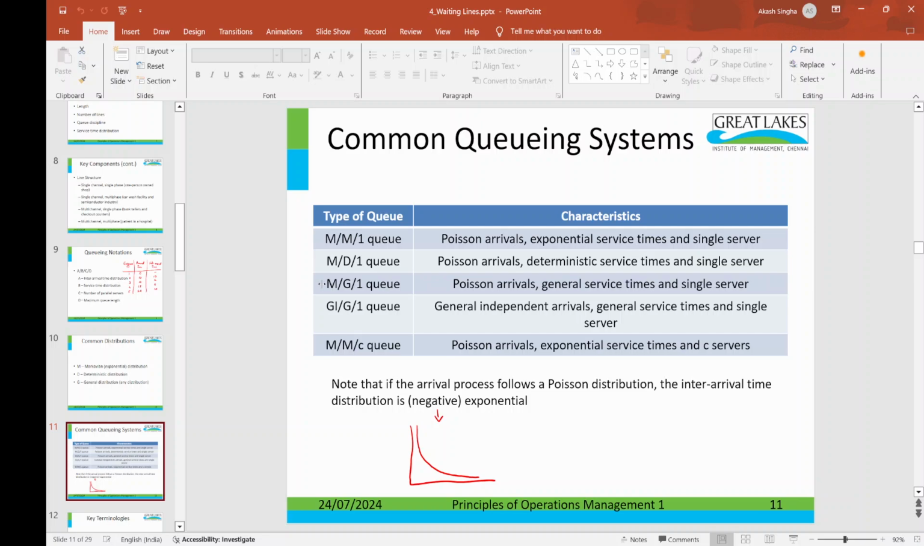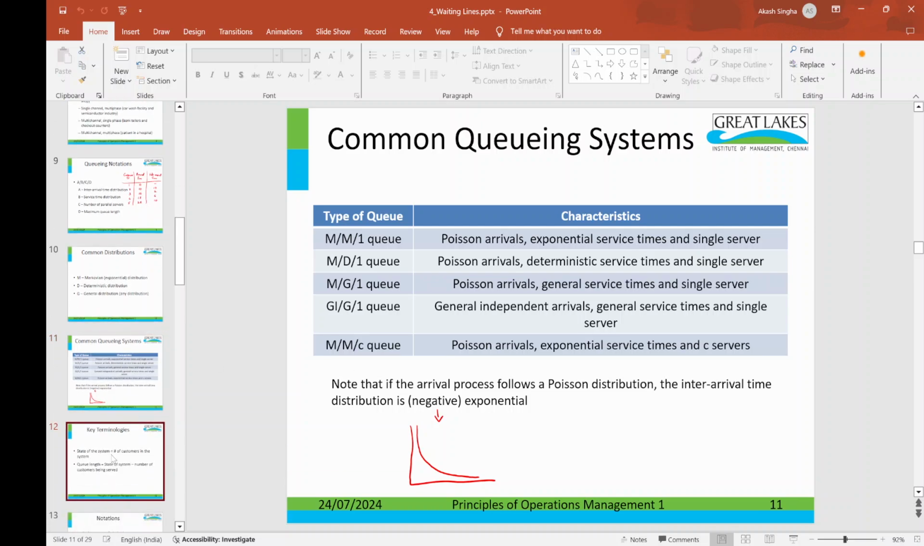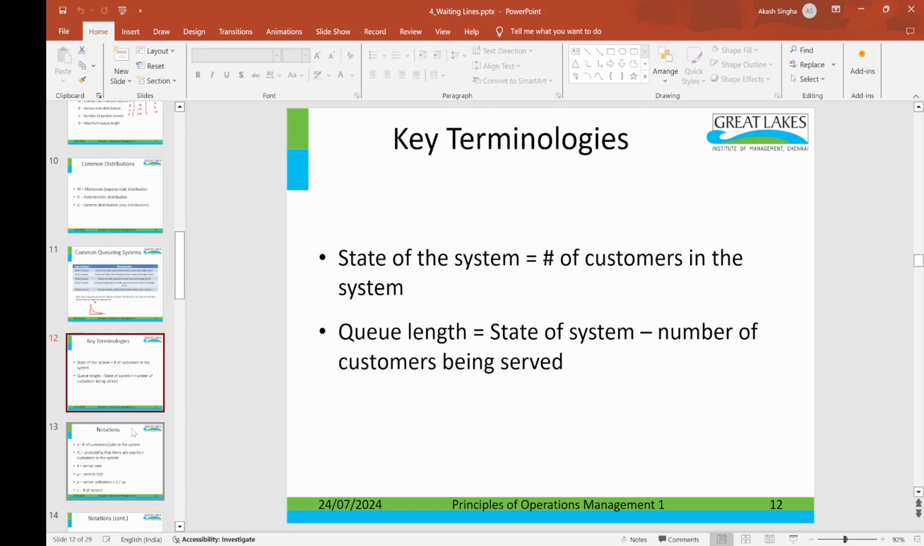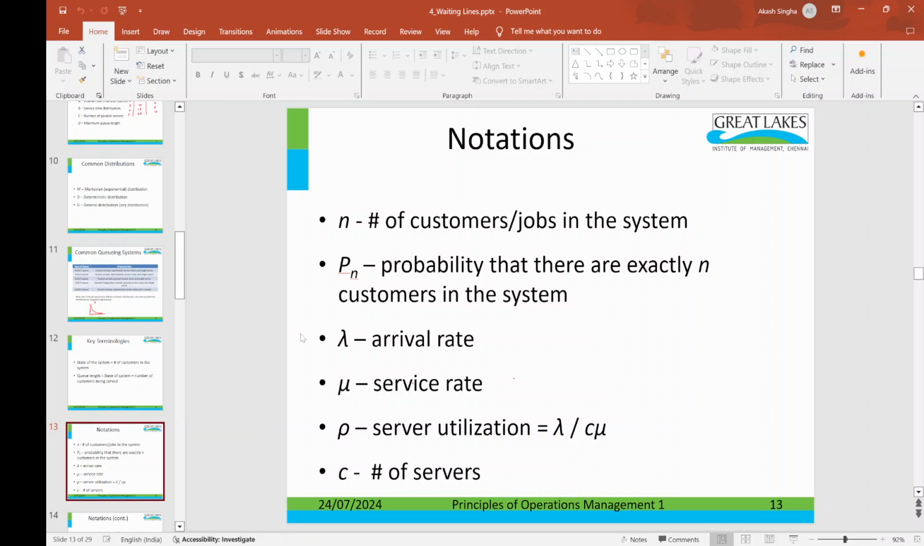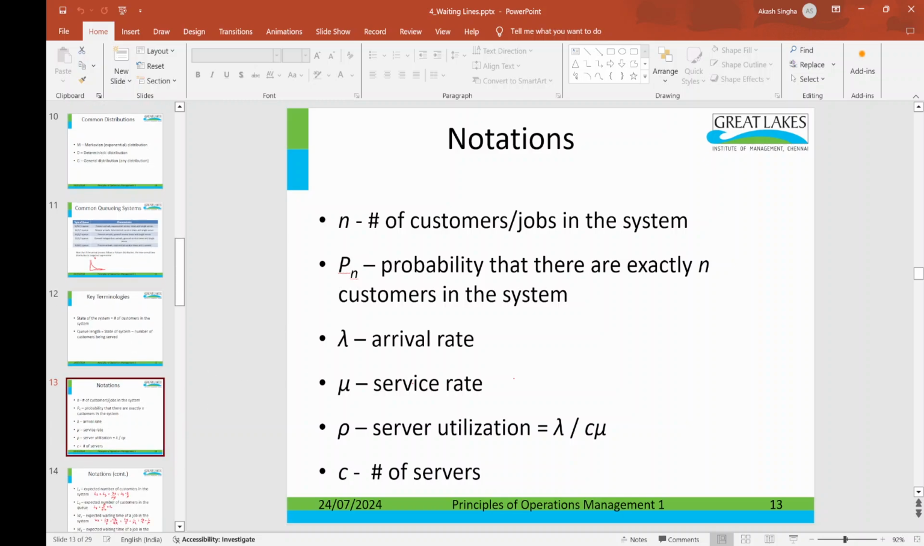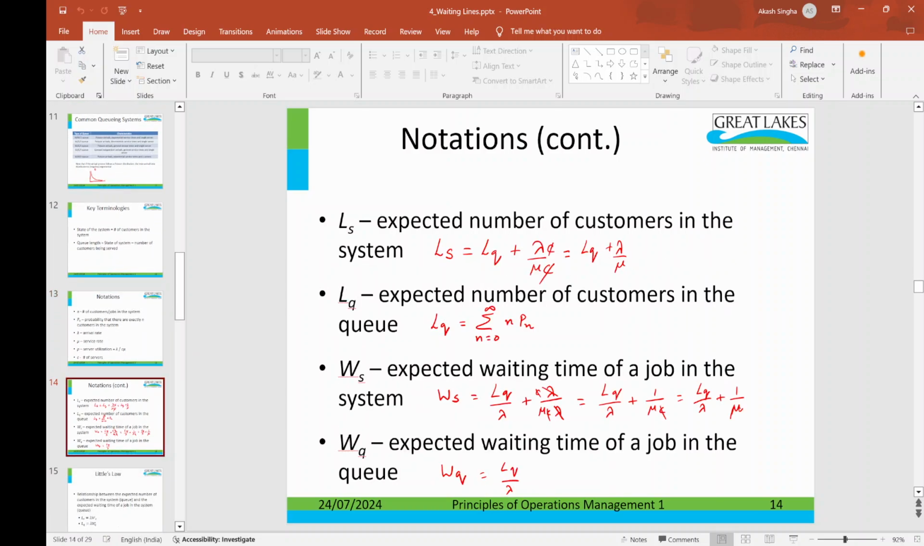If it is MM1, that means it's Poisson and exponential. If some deterministic service time is given with Poisson arrival lambda and one server, then it is MD1, and then others are there. I guess formulas are also given somewhere. Lambda is arrival rate, mu is service rate, and rho is server utilization, lambda by C mu, where C is the number of servers. In most cases, C is one only, for simplicity. And these are the formulas which we have to remember, I guess, because sir won't provide these things.